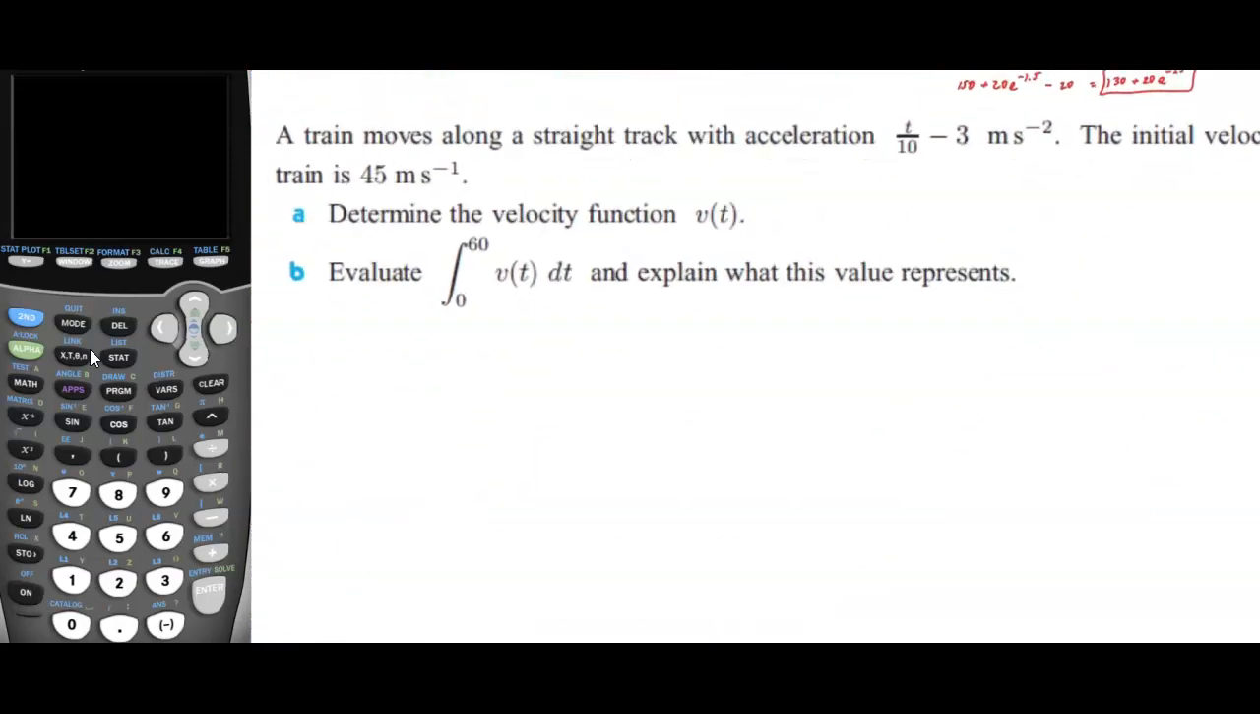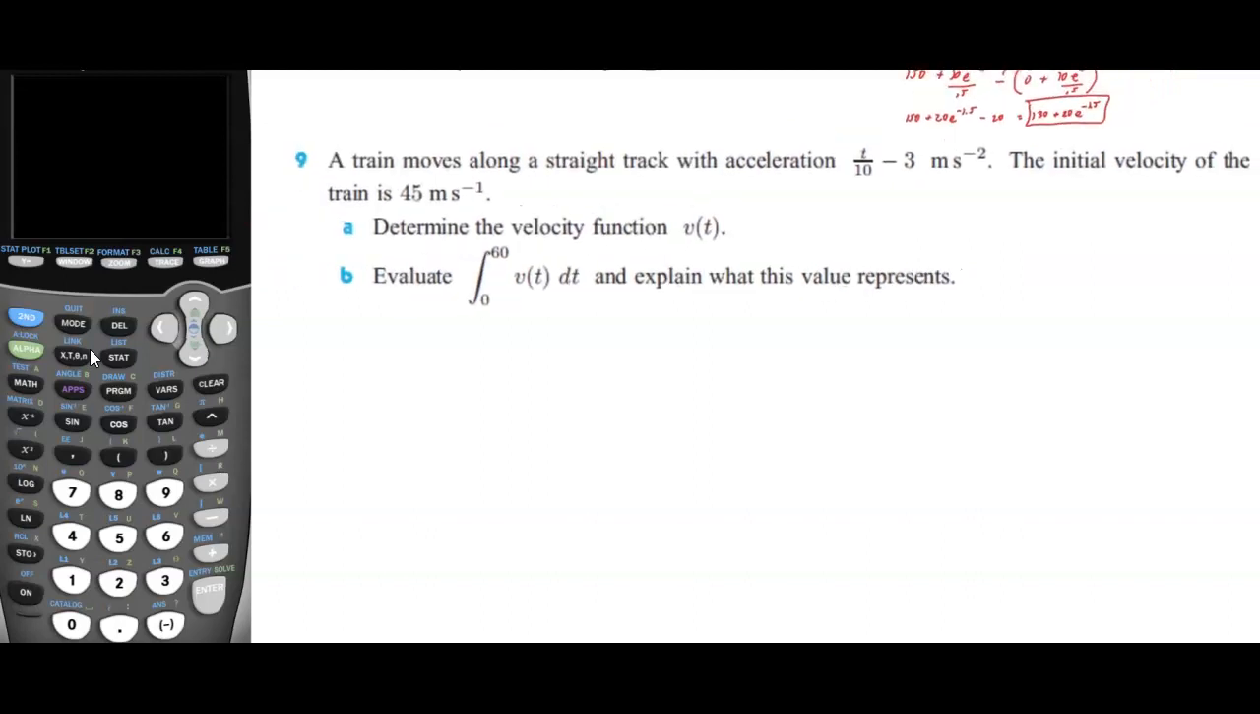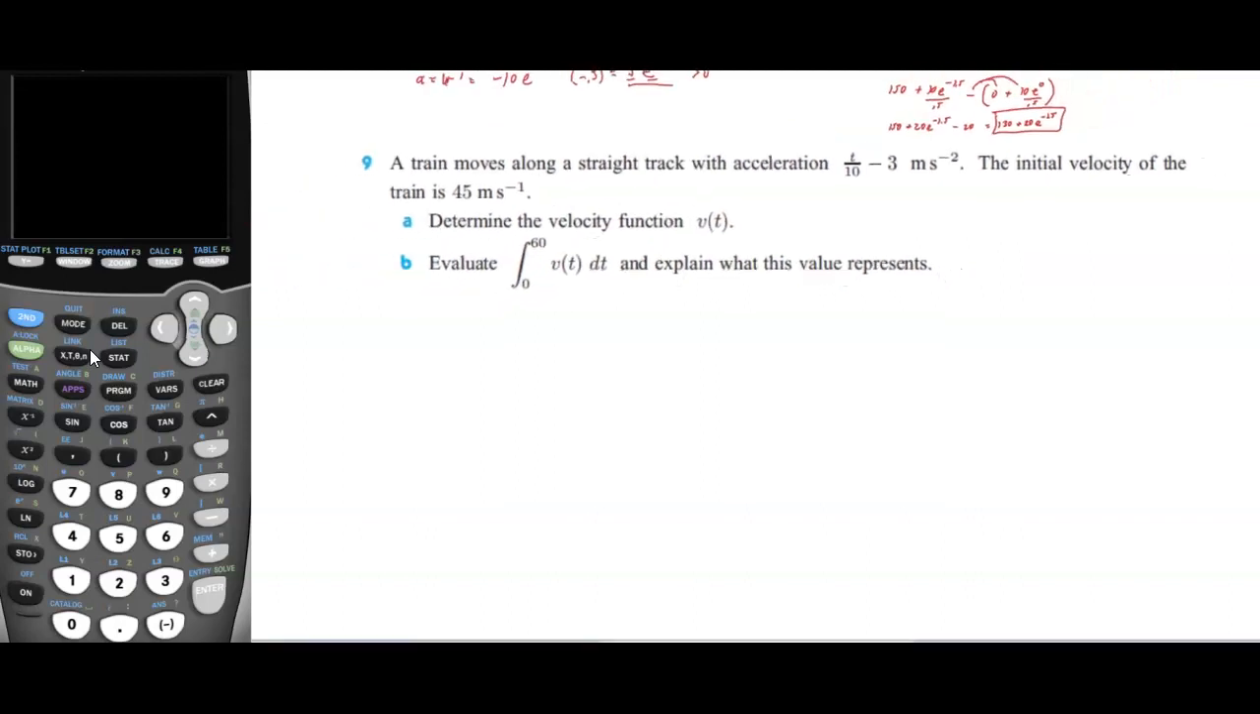Number 9. A train moves along a straight track with acceleration blah, blah, blah. The initial velocity of the train is 45. Determine the velocity function. Remember, the velocity function is... Oh, in this case, they give us acceleration. Now we're going to try and find velocity. Remember, the relationship between acceleration and velocity is this. Derivative of the velocity is acceleration. Integral of acceleration is velocity. So if we want the velocity function from the acceleration function, we need to use the integral.